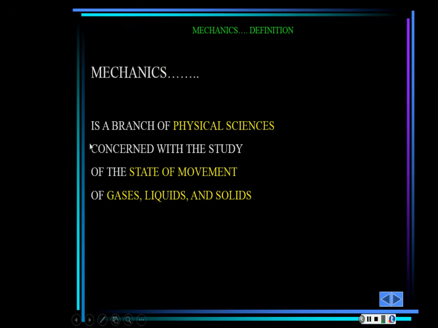This definition is in the preface of one of, not the book that we're using, but one of the very famous books. It says it's a branch of physical science concerned with the study of the state of movement of gases, liquids, and solids. Then I ask the students what they think about this definition, and they try to come up with something.